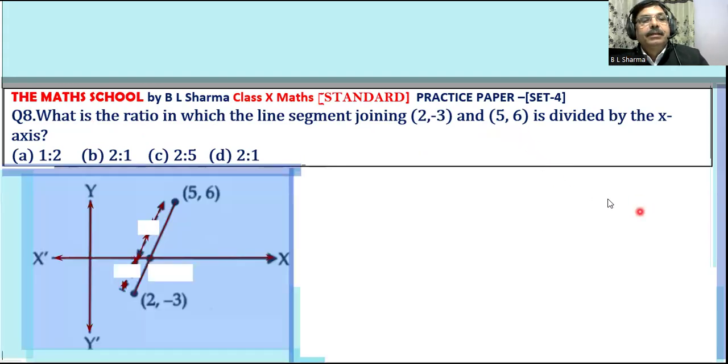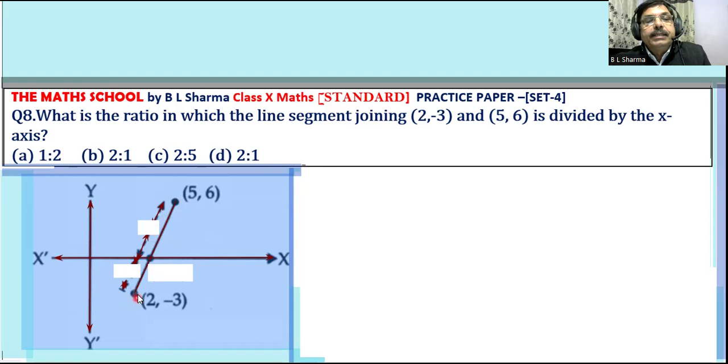देखिए ये एक्स एक्सिस है, और ये 2, -3 और ये 5, 6 आपको एक्यूरेट कोऑर्डिनेट में बनाने की कोई जरूरत नहीं है। मैं आपको एक्सप्लेन करने के लिए ये मैंने फिगर बनाया है। In the exam you need not draw this diagram if it is an objective type of question, but yes, if it is a subjective type of question, then you have to draw it.